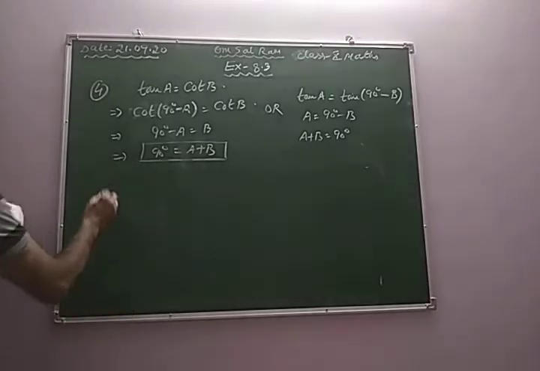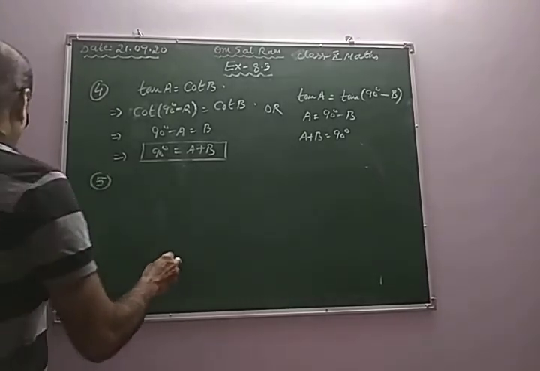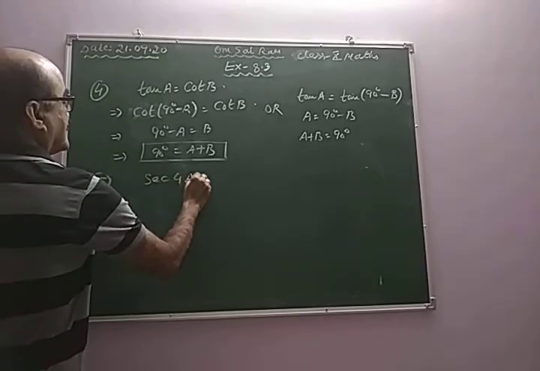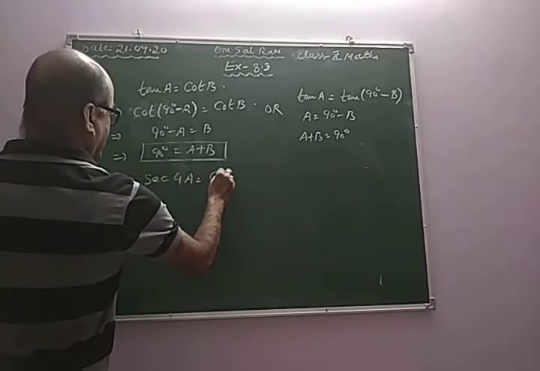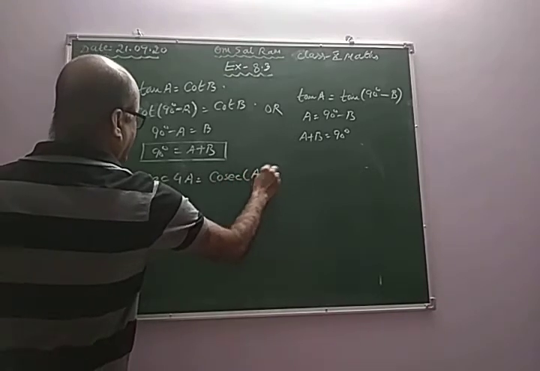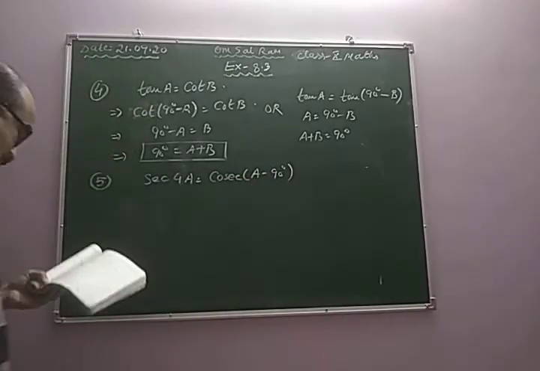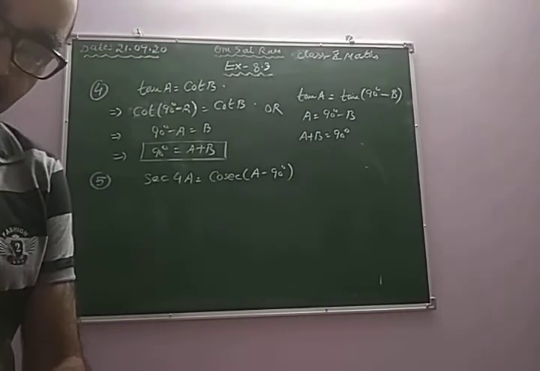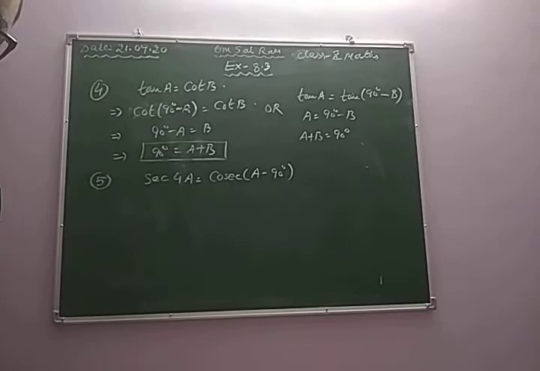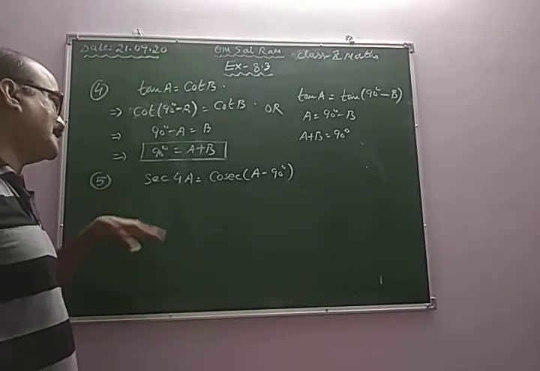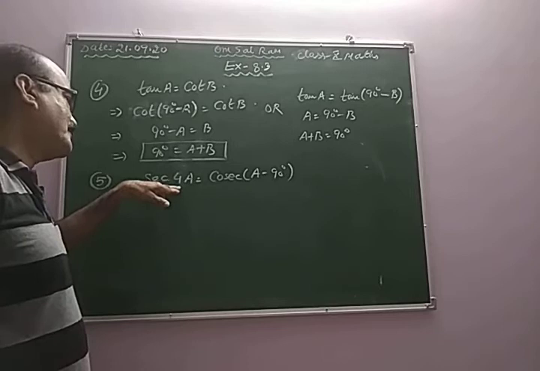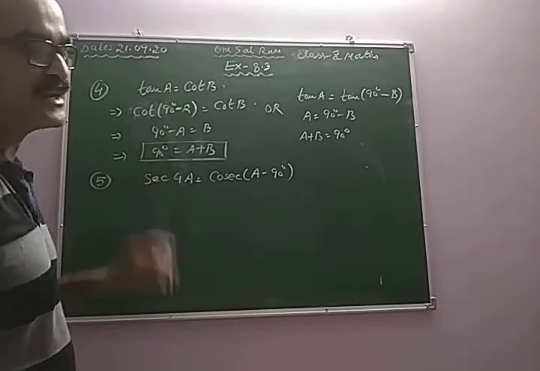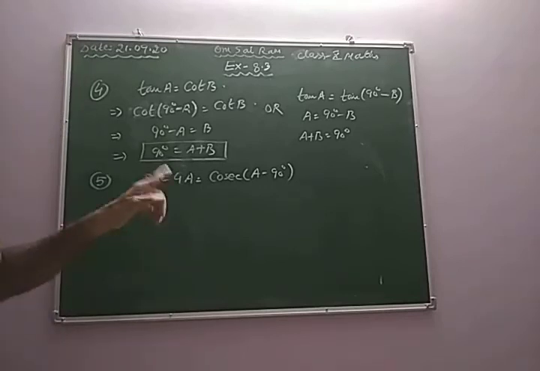Now, question number 5. This is also a similar one. Question number 5 is sec 4A is equal to cosec A minus 20 degree, where 4A is an acute angle. To find the value of A. So you cannot say that 4A is an acute angle. After finding out the value of A, you can decide whether it is acute or not. So you need to find the value of A here.